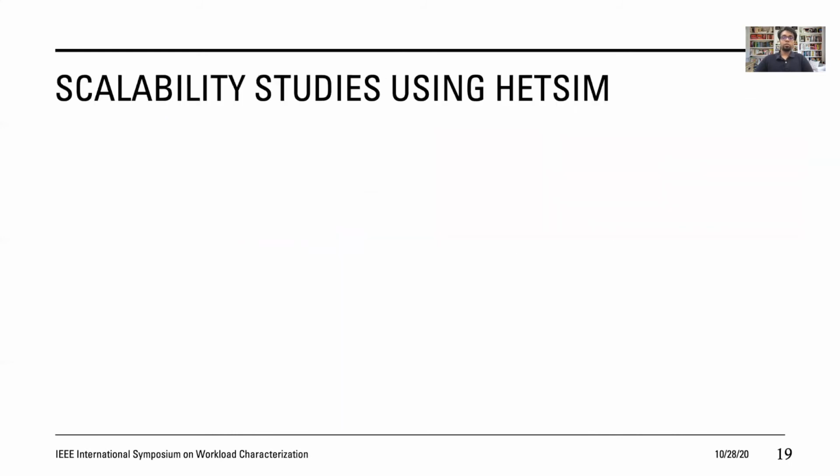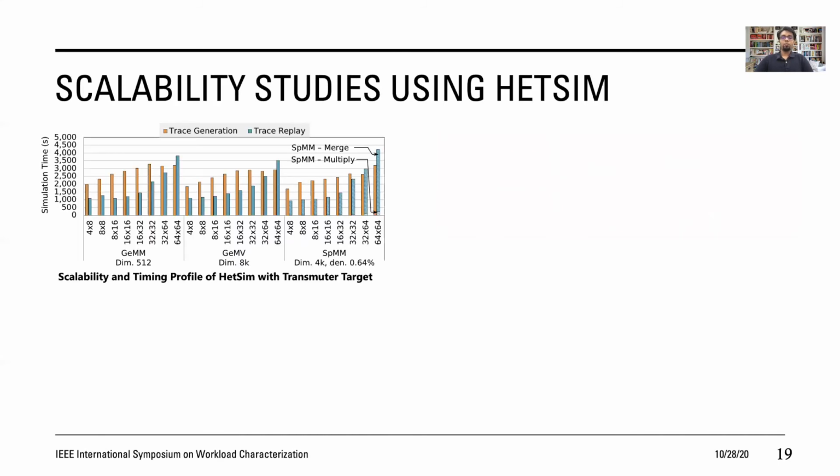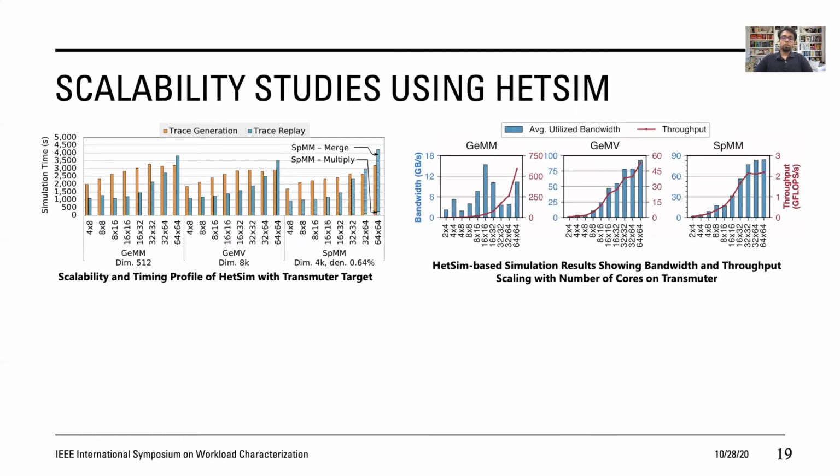First, we'll show some scalability results using HetSim with the Transmuter target. On the left is shown the wall clock time for trace generation with different Transmuter sizes involving different numbers of cores, and also the trace replay time for the whole system. On the right are some bandwidth and throughput studies on the Transmuter architecture that's enabled by HetSim.